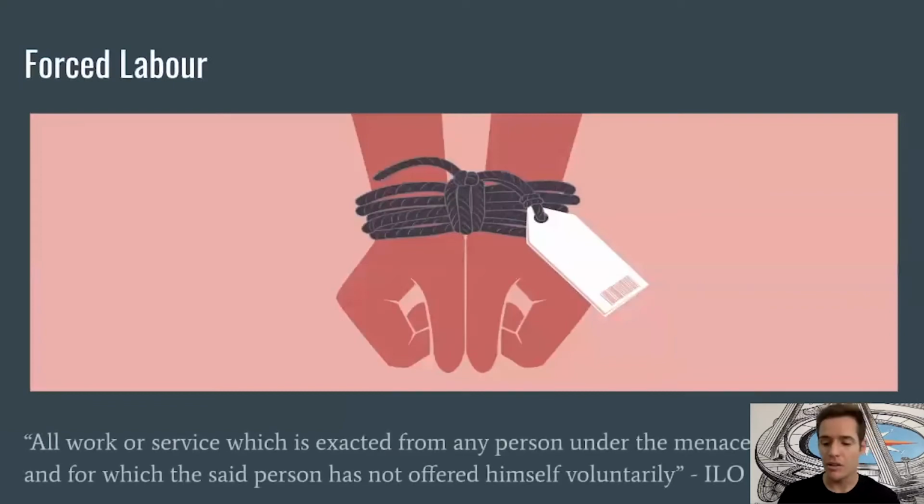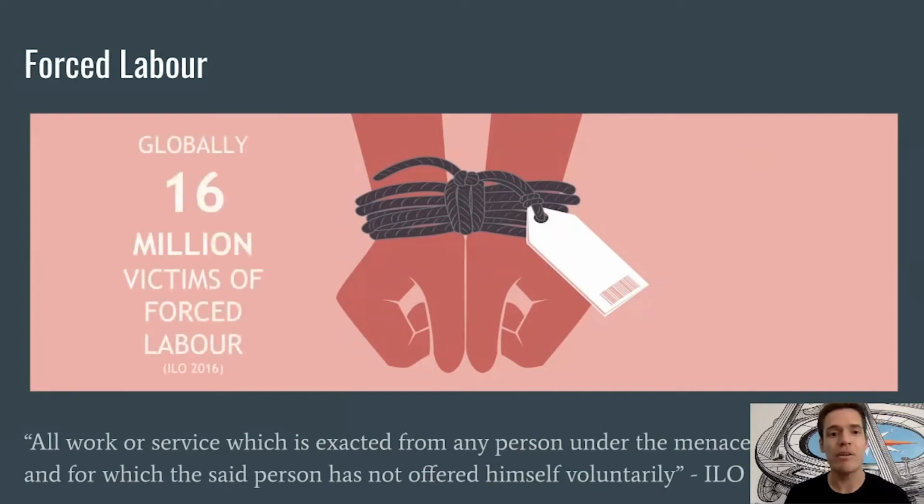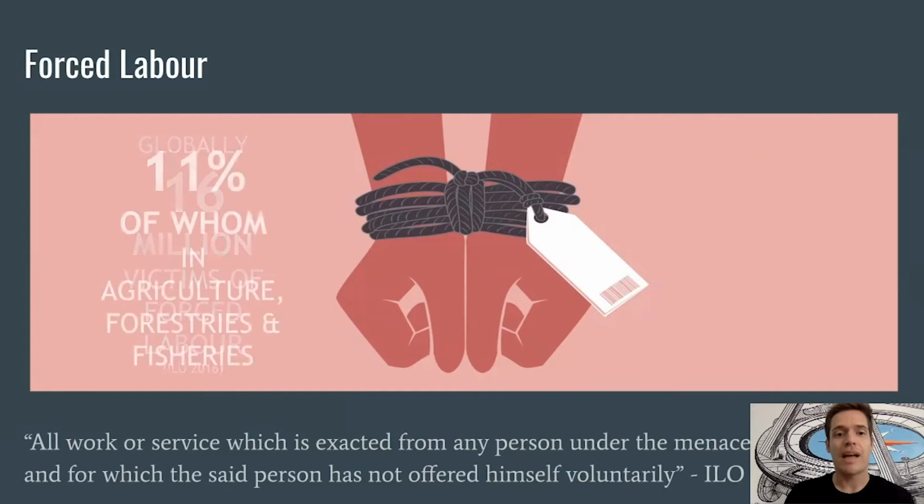Well, according to the ILO, it's all work or service which is exacted from any person under menace of any penalty and for which said person has not offered himself voluntarily. So it's essentially forcing someone into a situation of labor under threat or coercion. This is a huge problem. Around 16 million victims of forced labor globally, and around 11% of those are in the agriculture, forestries, and fisheries.